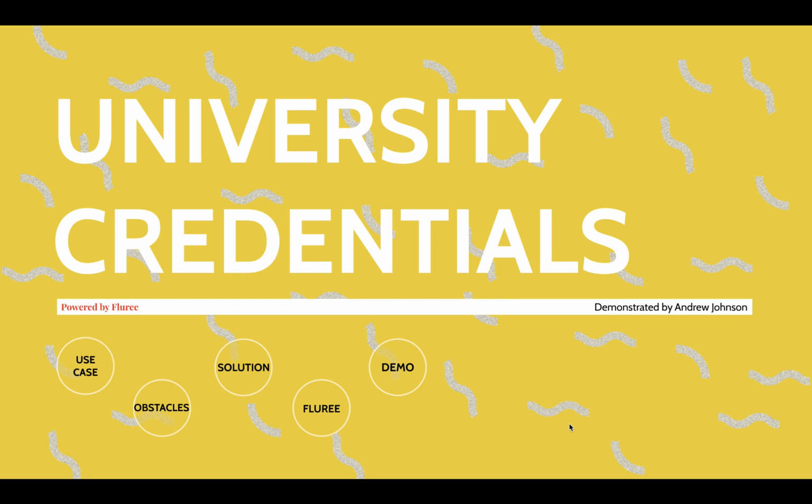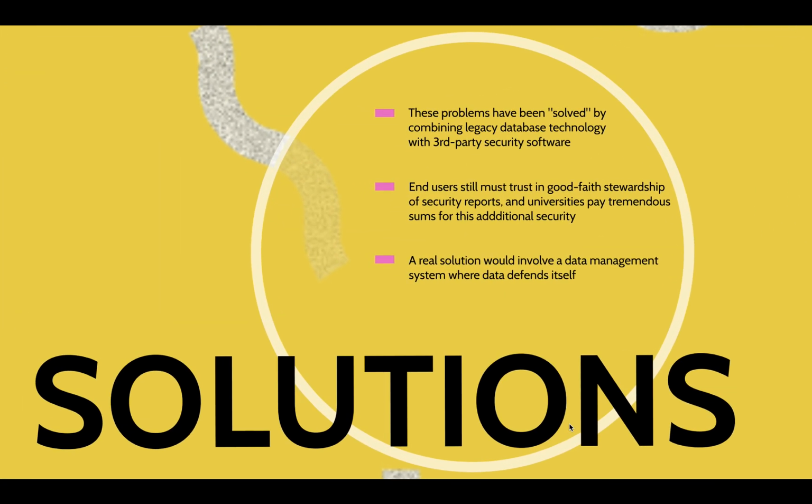The next question is, what solutions are out there? Of course, this video isn't the first time these issues have been thought about, and so it's not the first time that we've had to invent solutions to these. One could say, for instance, that these problems have been solved, and the way that they're solved today is by combining legacy database technology with third-party security software. So universities are paying extraordinary amounts to have their database data guarded by things like firewalls or by logging software that can guarantee the validity of the data that's being presented.